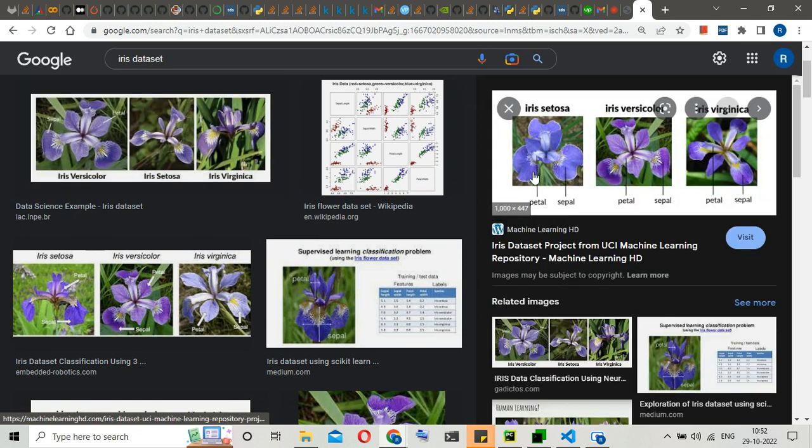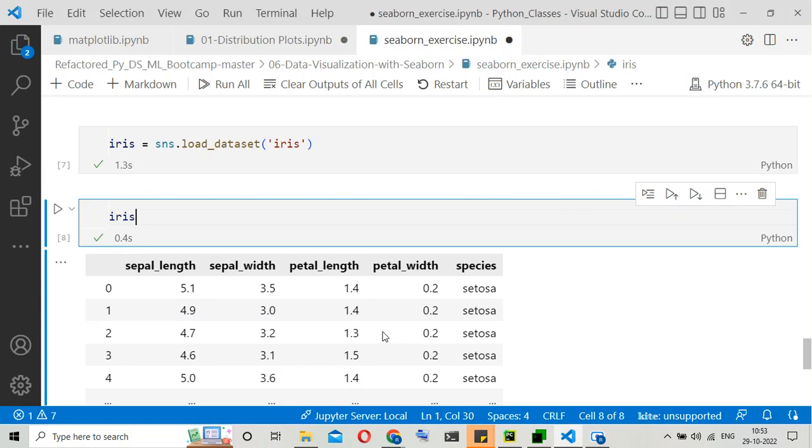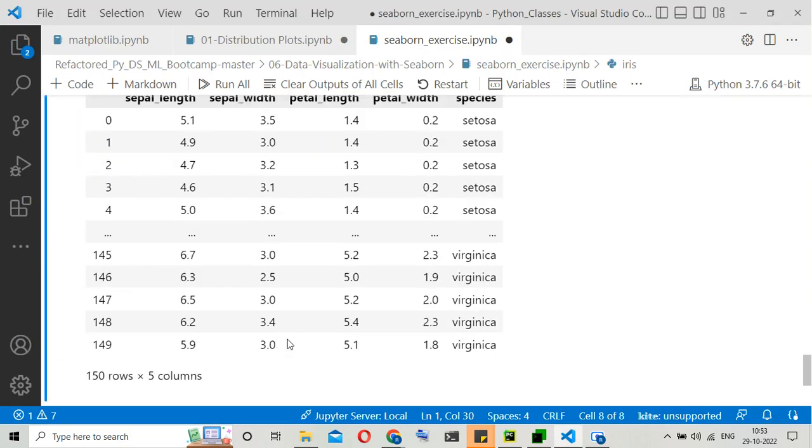We call this a petal, and the bigger leaves sepal. Based on that, you can classify whether this flower is this type or this type or this type: Virginica, versicolor, or setosa. So that is the data set we get. They actually calculated and stored it somewhere.